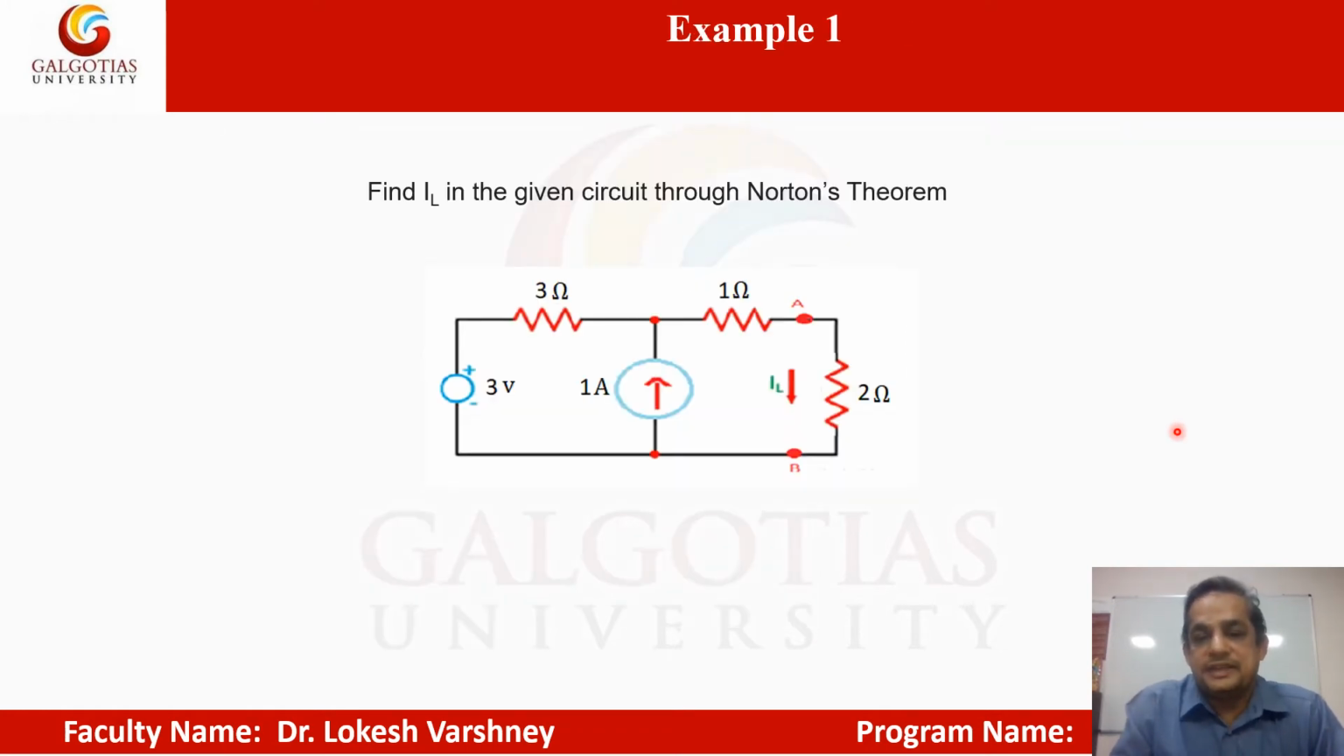Now come to one example. Find the IL in the given circuit through Norton theorem. Here one circuit is given which is purely linear. Linear means resistances, current sources and voltage sources are there. Here we find the current flowing in the 2 ohm resistor. It means it is the RL. Now what do we do? Now come to the second slide.